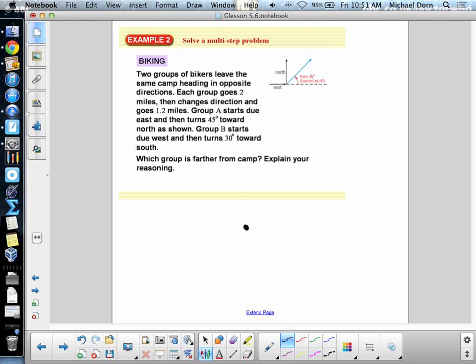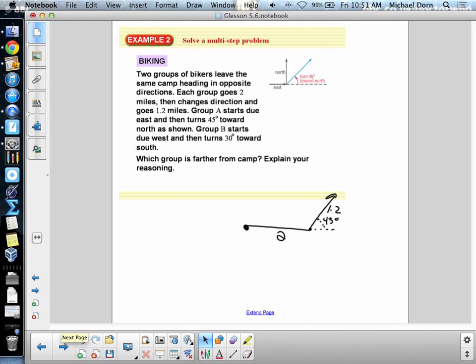Explain your reasoning. Good job. All right. First group goes 2 miles due east, then turns 45 degrees towards the north. So it goes 2 miles this direction, and then they turn 45 degrees towards the north. So this is a 45-degree angle right here, towards the north, and they go how far? 1.2 miles that direction. Okay.